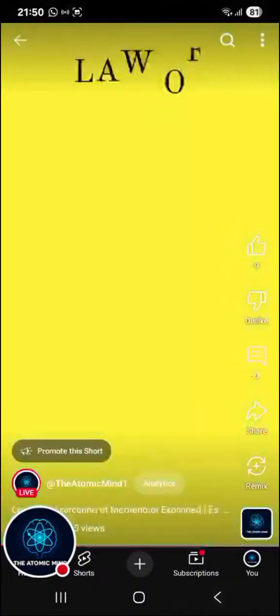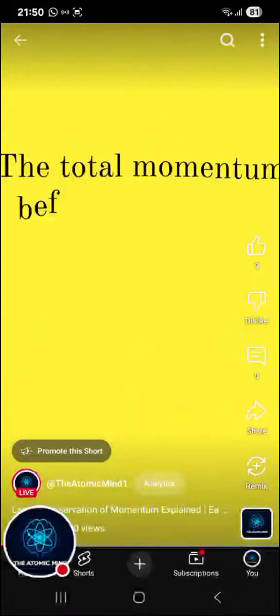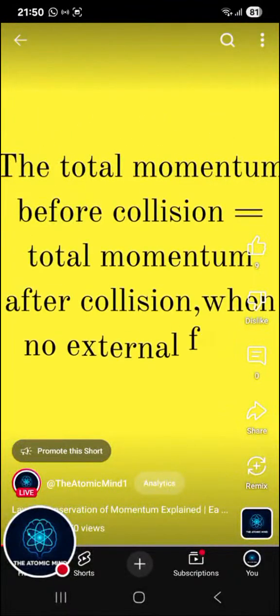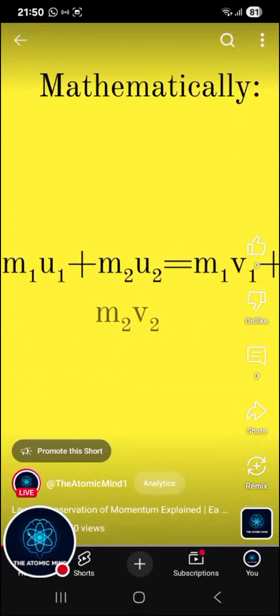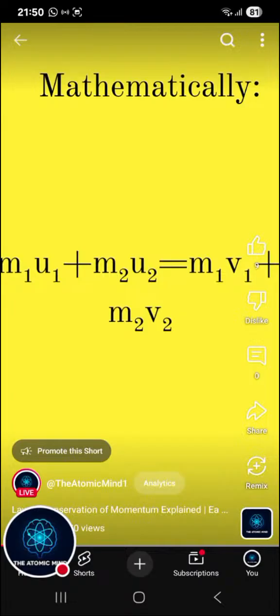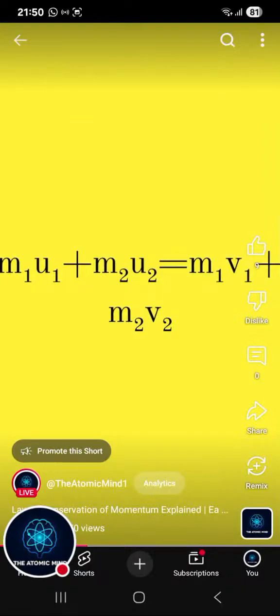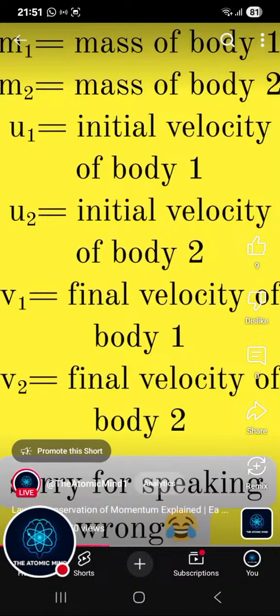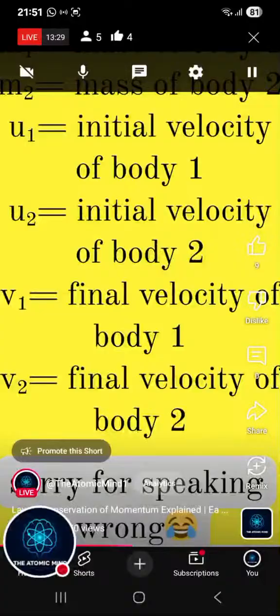According to the law of conservation of momentum, the total momentum of a system before collision is equal to the total momentum of a system after collision when there is no external force acting on the system. Mathematically, it can be written as m1 u1 plus m2 u2 is equal to m1 v1 plus m2 v2. Here m1 is the mass, u1 is the initial velocity, and v2 is the final velocity.